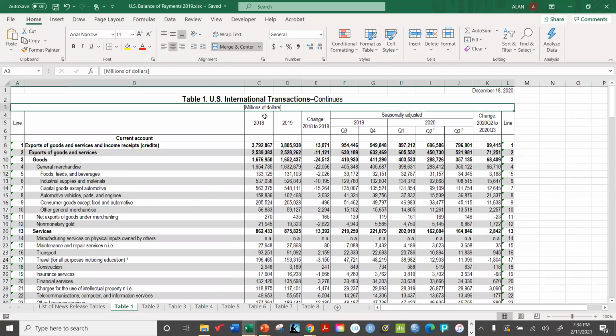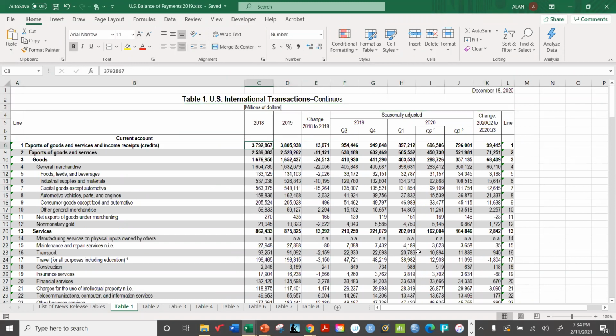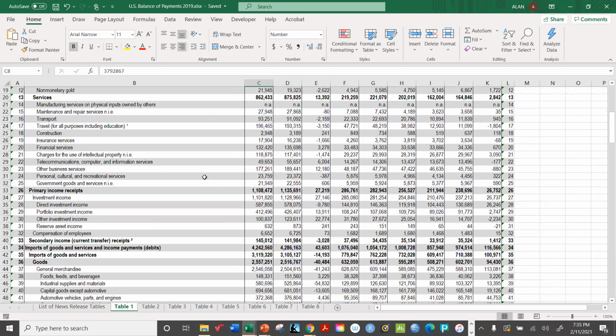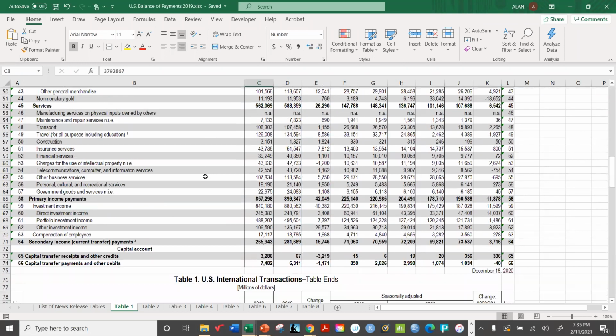Now, first thing I want to point out to you is that here we're looking at millions of dollars. So that gives you a sense of the magnitude of some of these numbers. Like this one, exports of goods and services and income receipts, that number, 3,792,867, when multiplied by a million, comes back as $3.79 trillion. Remember, these are enormous sums of money. Just under $3.8 trillion. That's a lot of money.